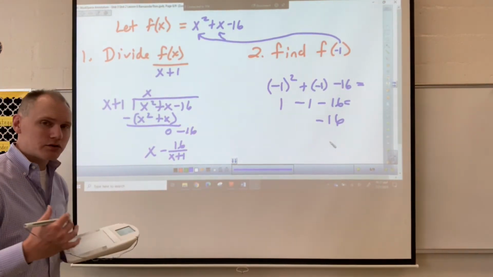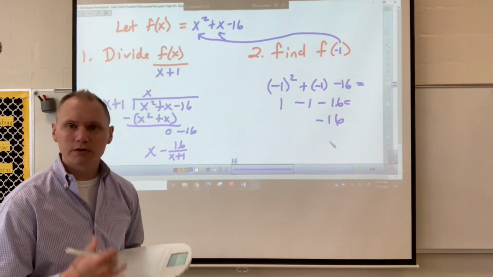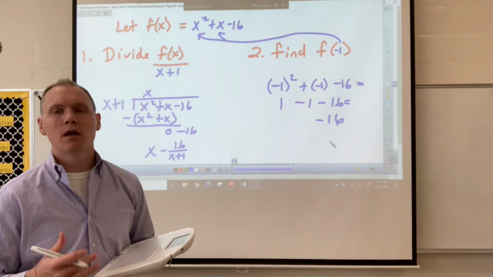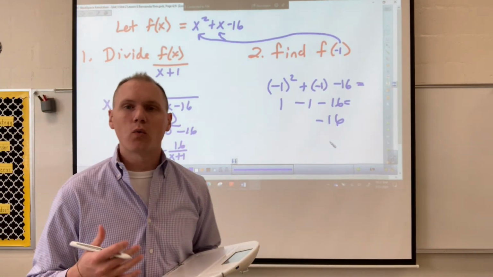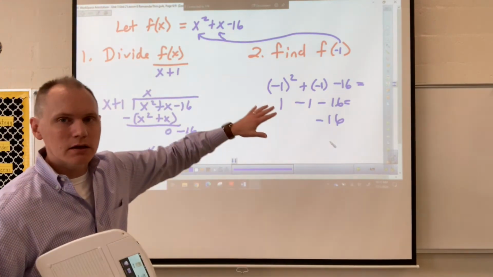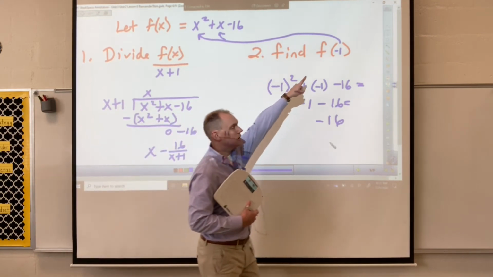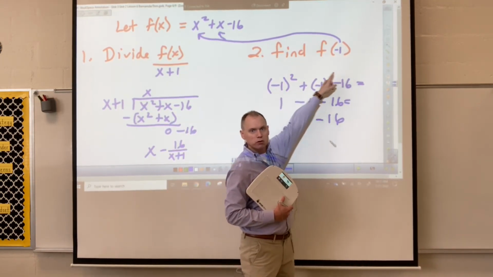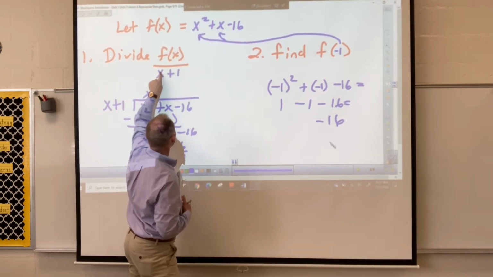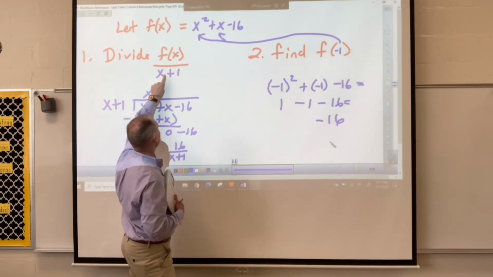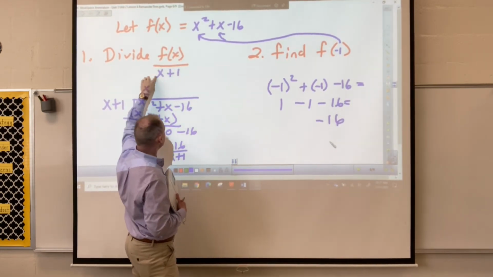Okay? So this remainder theorem, yes, hopefully we're able to discover it by looking at these various patterns, but I also want you to understand why this works. Why does the remainder equal inputting the 0 of the divisor? Right, we put in the 0 of this, right? What makes this 0? Negative 1 plus 1 is 0, right? So negative 1 makes this 0.